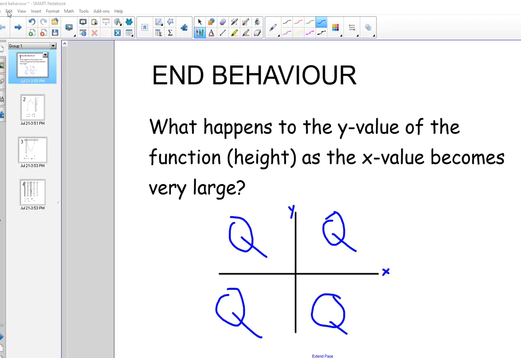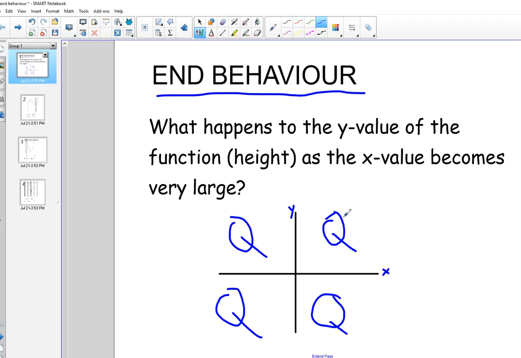So right now we're going to talk a little bit about the end behavior of a function. In other words, we want to know what happens to the y value, or the height of the function, as x becomes very large. So before we look at some examples, let's just make sure everybody knows what the quadrants are on the Cartesian plane, or on the x and y axes.